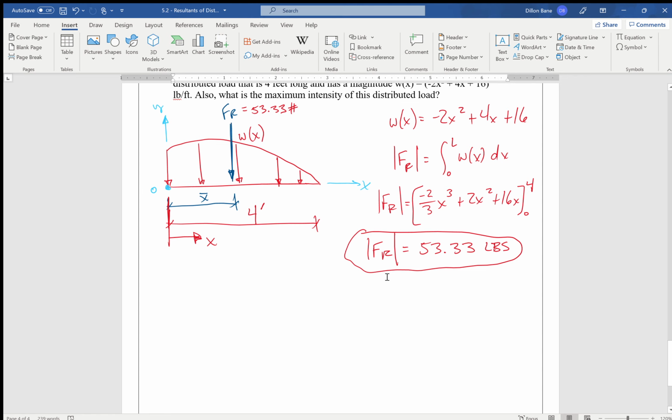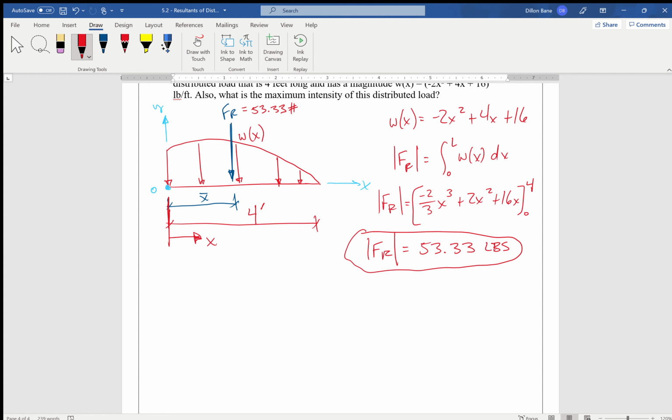So it's all still the same equations, where x bar equals 1 over FR integral 0 to L of x times W of x dx. So that just comes out to be 1 over 53.33, and you just add in an x into your load function.